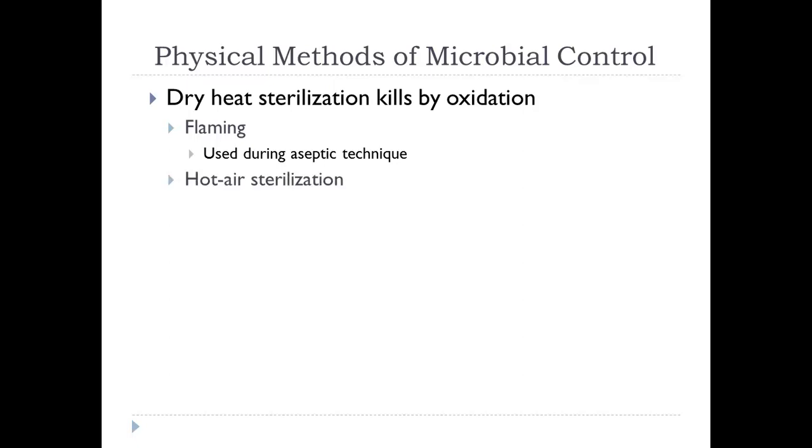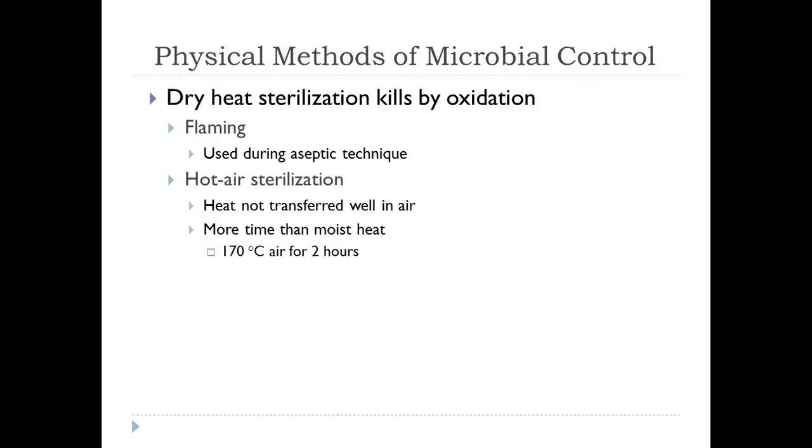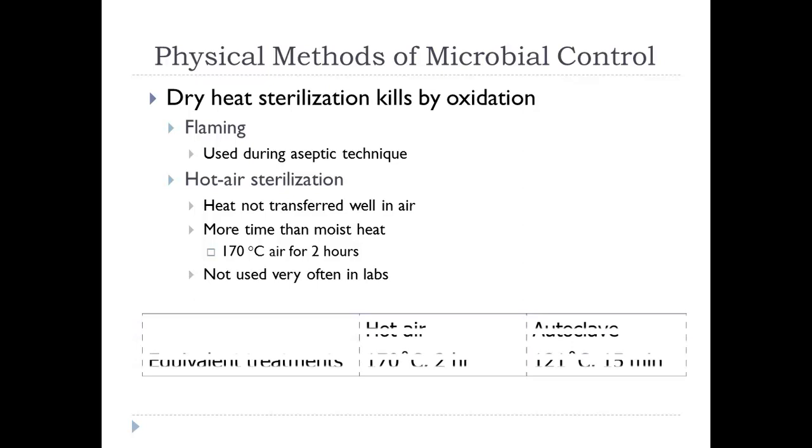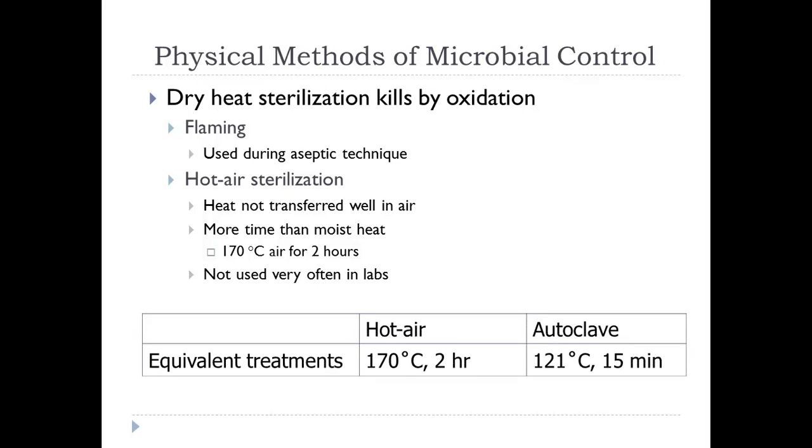Hot air sterilization usually requires more time than moist heat because heat does not transfer well in air. So we need about 170 degrees Celsius air maintained for 2 hours. So if we take a look at the equivalent treatments, 15 minutes for the autoclave versus hot air for 2 hours, we think we're going to use the autoclave. So hot air sterilization is not used very often in labs.